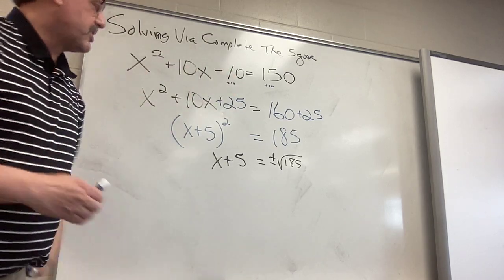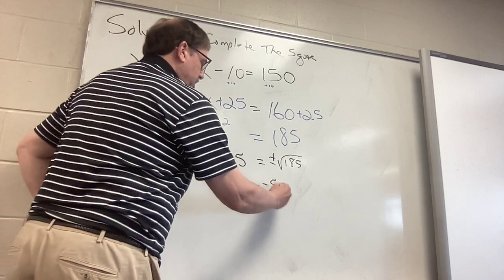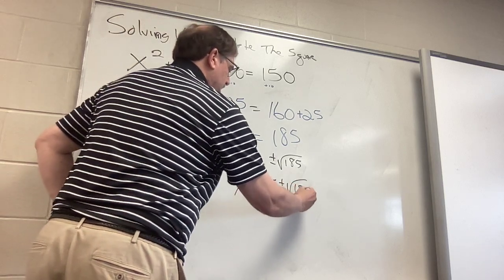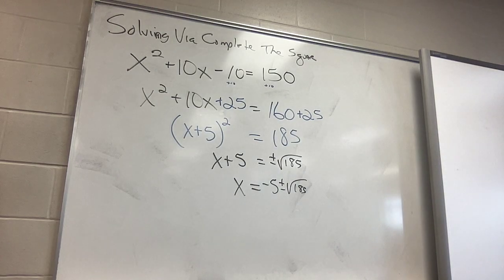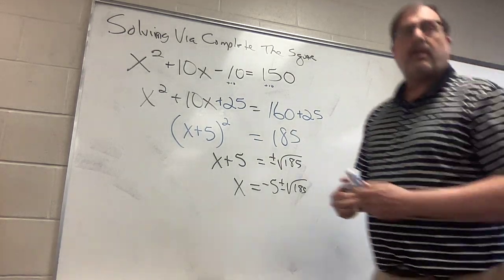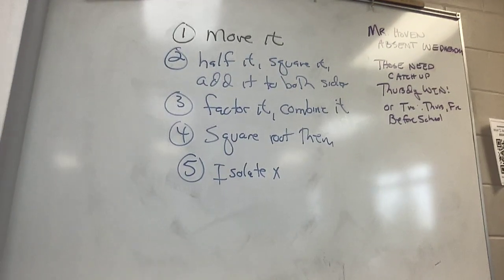And the last direction is going to be isolate x, take away 5 on both sides, and we write it like this. The last direction is isolate x. And for those at home, you're going to have to hit pause. Those are the directions.